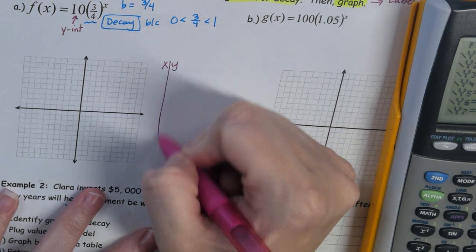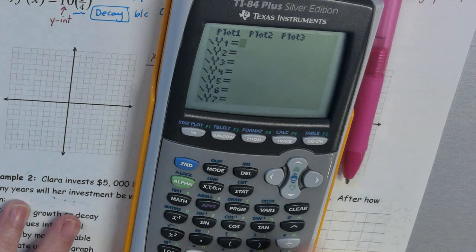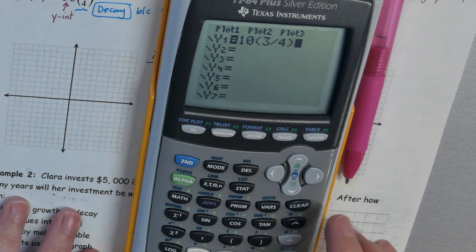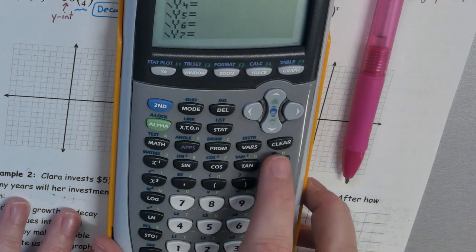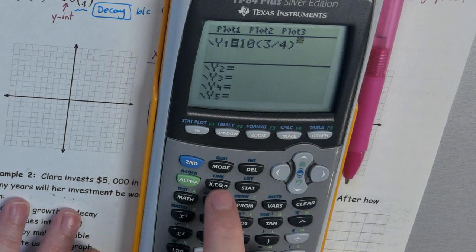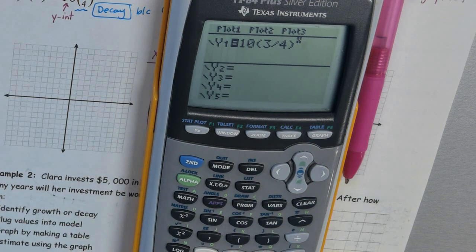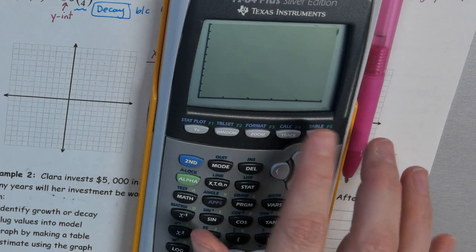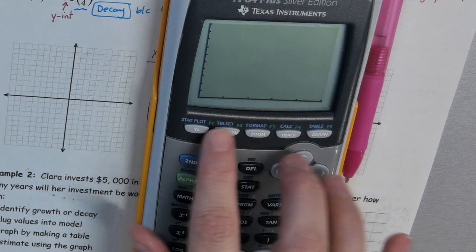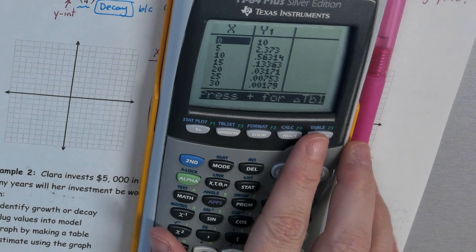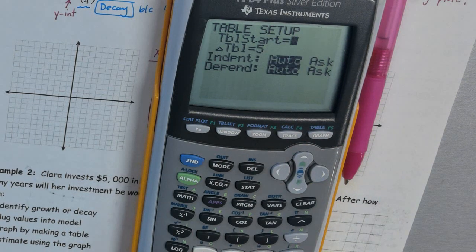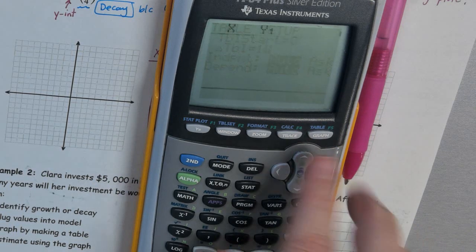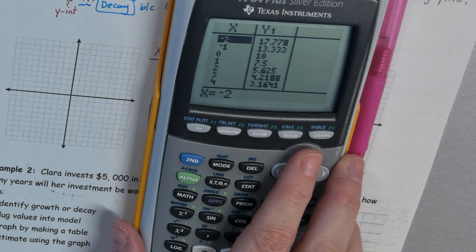So what we're going to do is put in y equals 10, and then this would be times 3/4, and then we use this key here, which is to the power of x. Instead of graphing, we're going to use our table. Don't worry about my graph. So we're going to go to the table, and I'm going to start at 0 and go by ones. We're going to be playing around with our changing tables today. Then I'm just going to look and see what's happening.